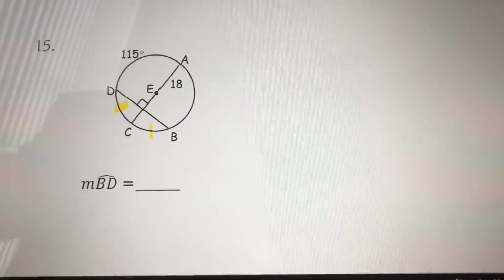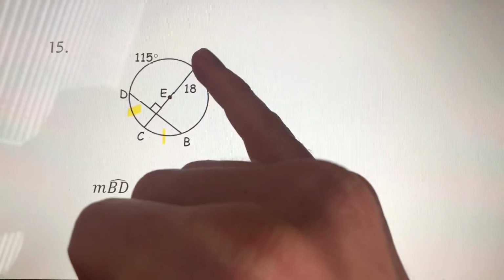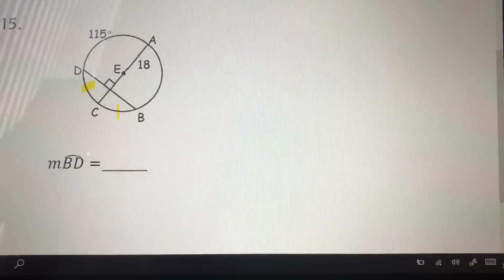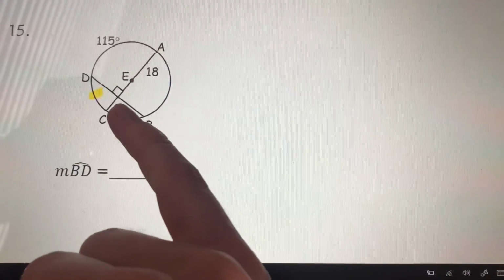So on number 15, we know that DC and BC are congruent because this diameter perpendicularly bisects chord BD. Because it perpendicularly bisects BD, then it means that the two arcs are also congruent to each other.